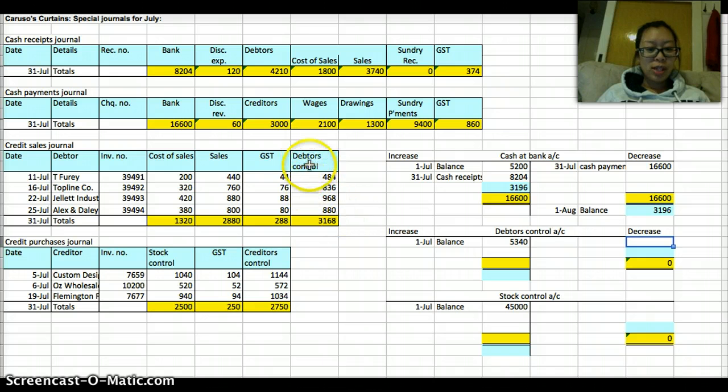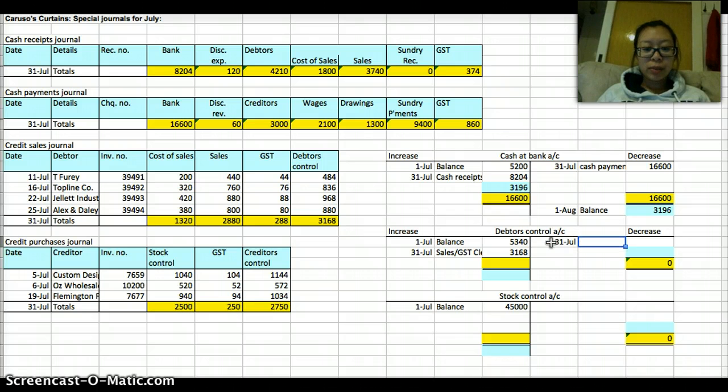So we use the debtors control column. On the left it's increasing, we're selling to them. So they owe us a total of 3,168, last day of the month. And they owe us the sales plus the GST. That's why we need to write both. But in the sales ledger, we only write debtors control. Same with the GST clearing account, we only write debtors control. But for the debtors control ledger, because this number is made up of 2 things, we write sales and GST clearing.